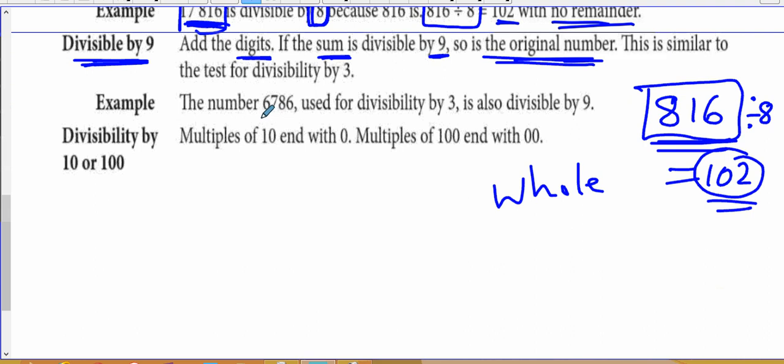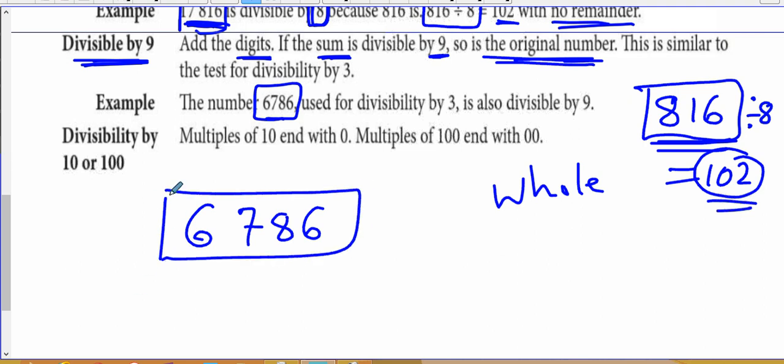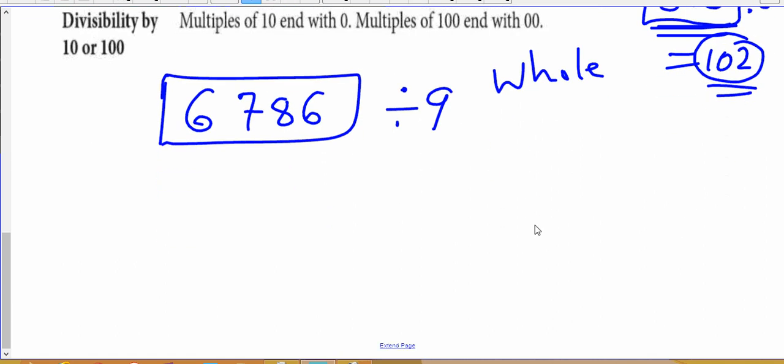Take an example of 6,786. You want to find out whether this number is divisible by 9. What did we say? You take the digits making up this number. These digits are 6, 7, 8, and 6, and add them. How much do you get? 6 plus 7 is 13. 13 plus 8 is 21. 21 plus 6 is 27.